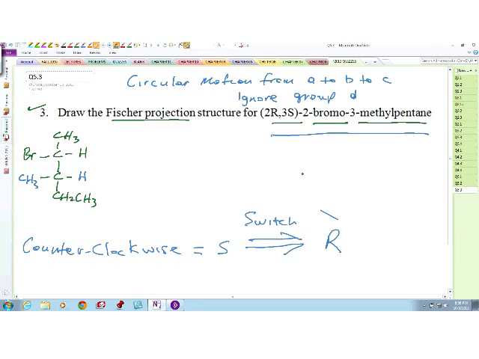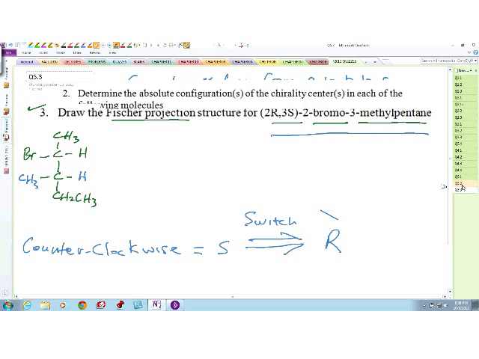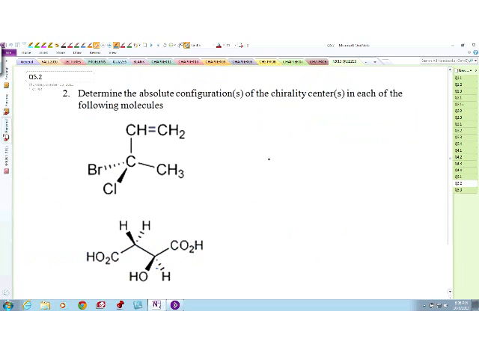I will do number 2. Okay. Agize, can you go ahead and read this first? Okay, thank you. Okay, with number 2, this question says determine the absolute configuration of the chirality center in each of the following molecules. Okay, let's say this is molecule A and this is molecule B.